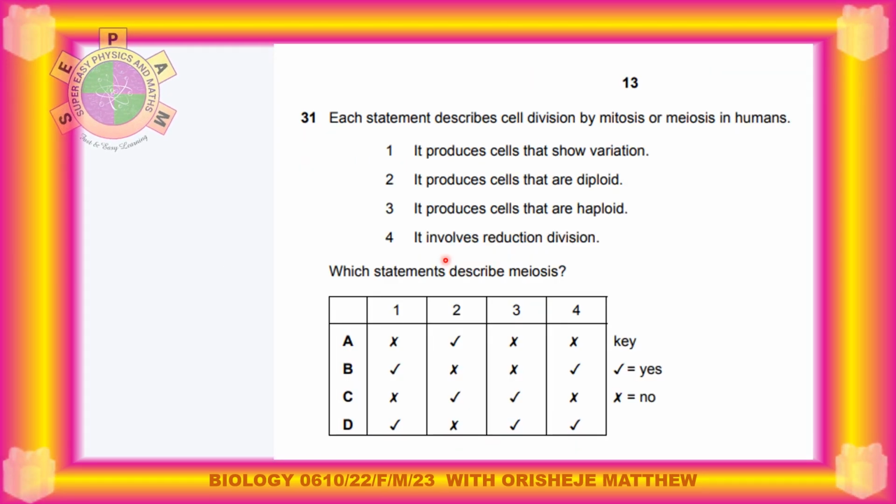31. Each statement describes cell division by mitosis or meiosis in the human. It produces cells that show variation, correct? It produces cells that are diploid. No, the cells are haploid, half of the number of chromosomes in the adult. It produces cells that are haploid, correct? It involves reduction division, correct? So the correct answer is 1, 3, and 4. So that is D.